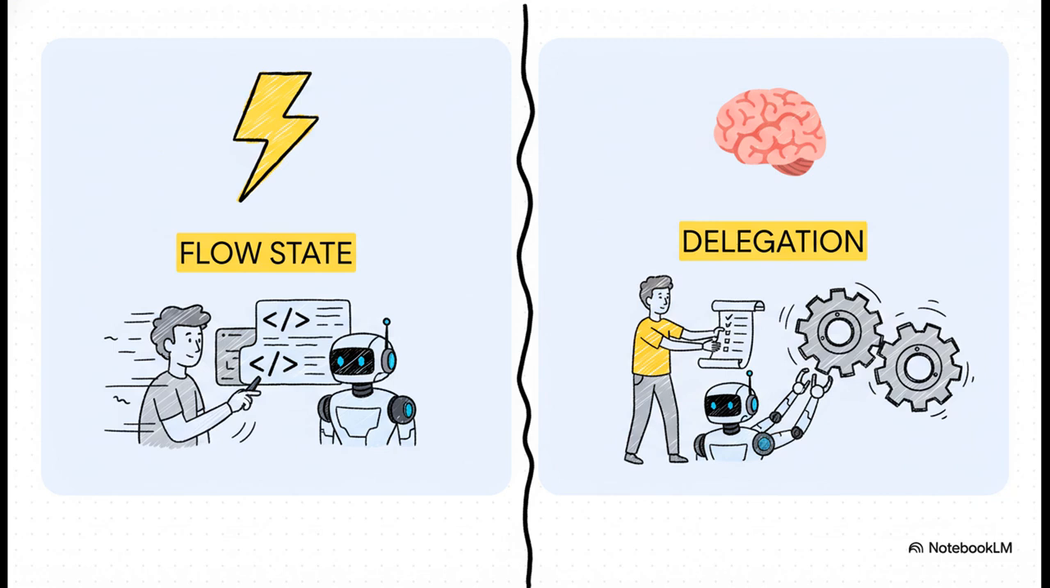On one side, you've got your flow state tools, like Cursor. This is where the AI is baked right into your editor, working alongside you, almost like a real-time pair programmer. And on the other side, you have delegation tools. These are more like conversational assistants that you instruct to carry out a whole complex plan. They work for you, not just with you.